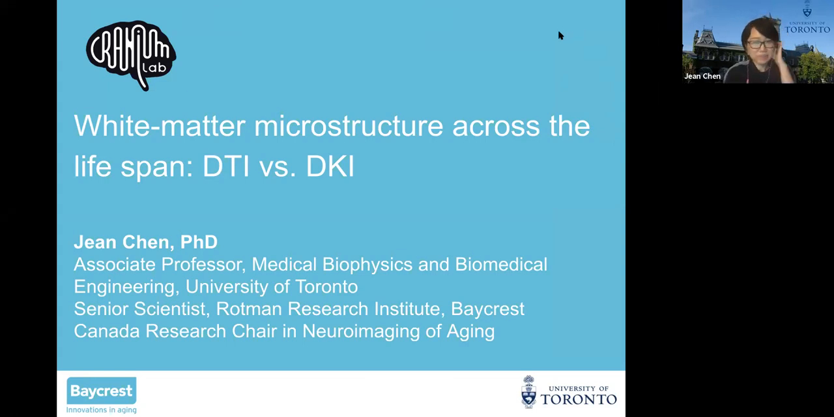Okay, so today I'm going to talk about some of our work using DTI and diffusion kurtosis imaging to look at white matter microstructure across the lifespan. And this is my lab's logo. It's designed by one of our undergrad students, actually.